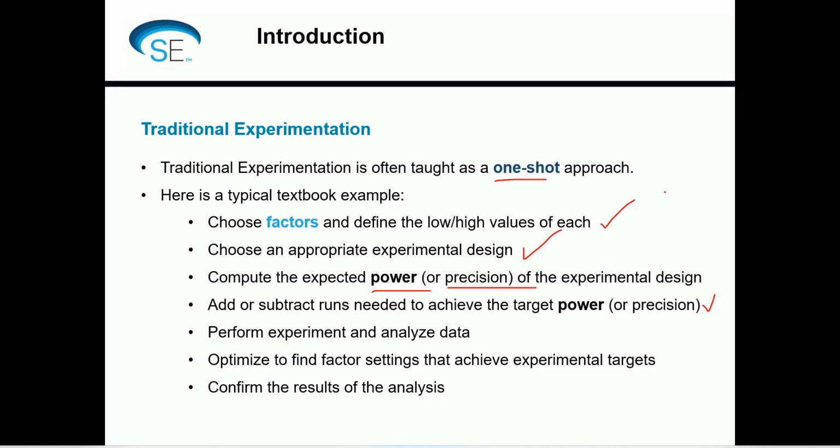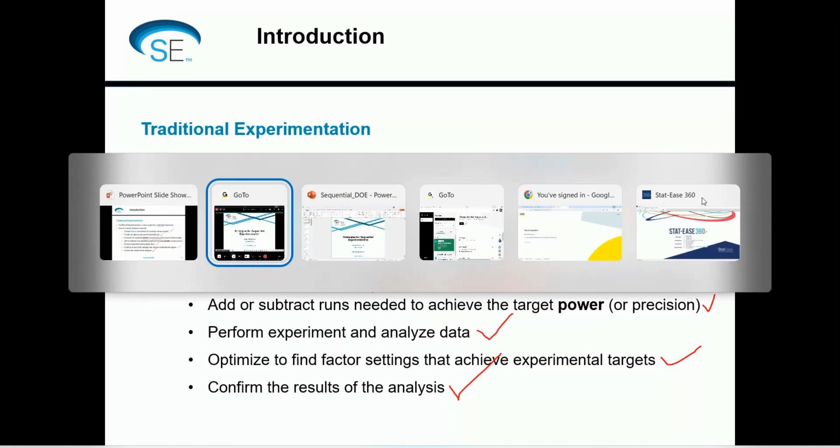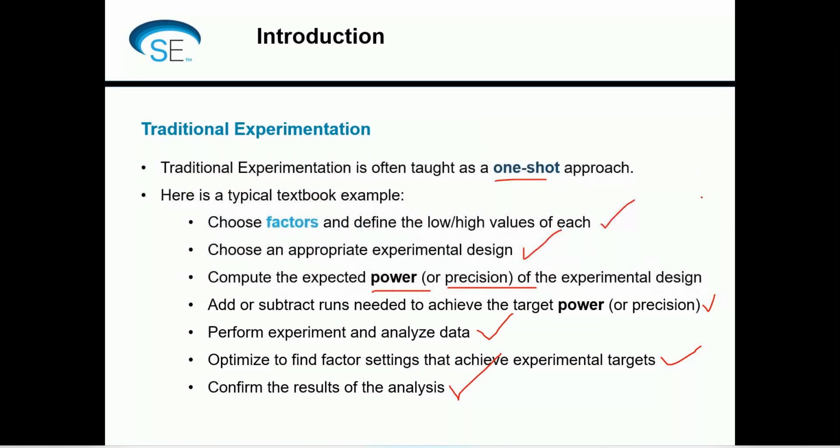You go off, you do your experiment, you analyze the data, you optimize, and you figure out where is your optimum, where is the process maximized, where is it minimized, where is it meeting your specifications, and so on. And then oftentimes you might do an extra run or two at that optimum, just as a sanity check to make sure you could reproduce what your model is essentially telling you. Okay.